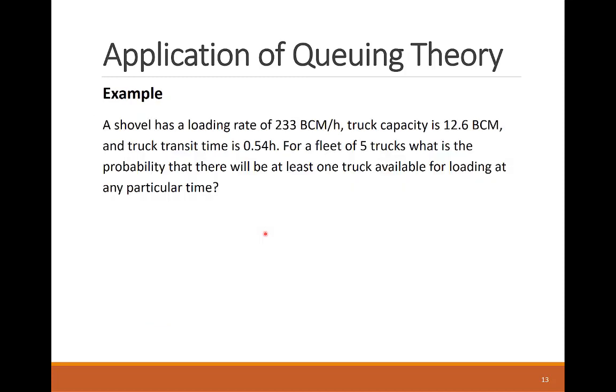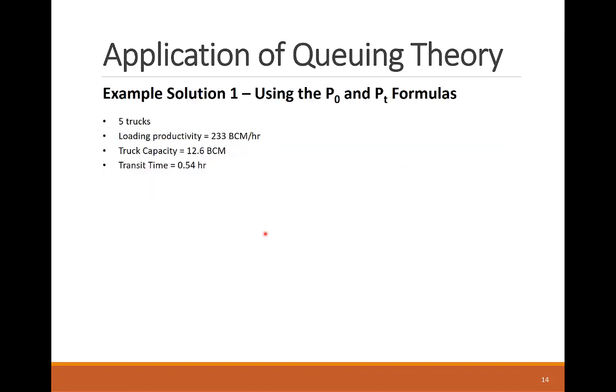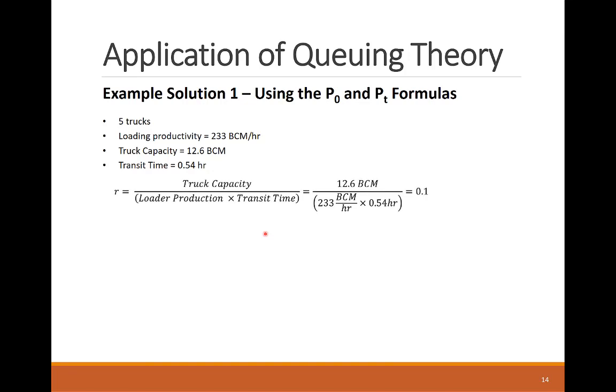Let's see an example of the queuing theory application. In this example, we are given the loading rate, truck capacity, truck transit time, and the number of trucks. We need to calculate the PT value. We will solve this example using the formula approach. First, we calculate the R factor to be 0.1.